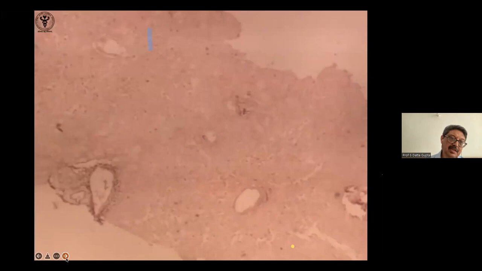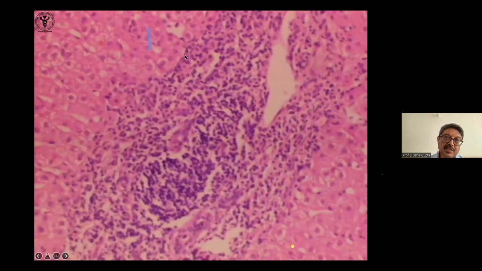This, you see, this is the interface. You can't find the limiting plate. These little lymphocytes and other mononuclear cells are nibbling into it and going into the lobule. This is interface hepatitis or piecemeal necrosis, what was called piecemeal necrosis. These cells are ringing around hepatocytes. This is called peripolesis around hepatocytes.